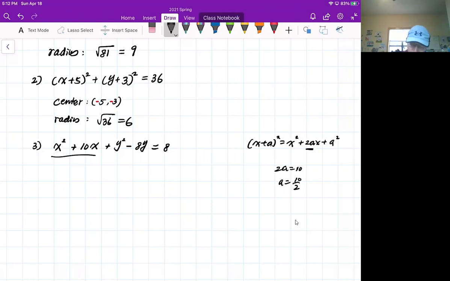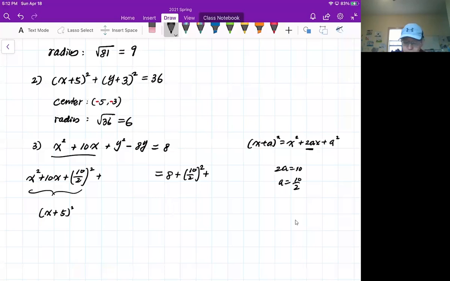Does it make sense? So the first one I can do here is x squared plus 10x, I need to add a 5 squared. For the right hand side, I also need to add a 5 squared. I add 5 squared on both sides so that I know this is (x plus 5) squared. That's the tricky part here. You add some square to both sides so that you can complete the square.